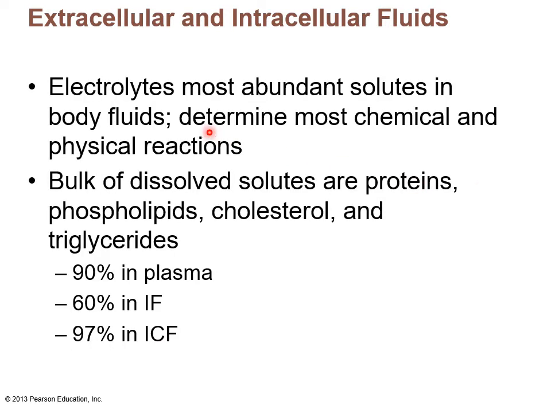So your extracellular and intracellular fluid, your electrolytes are the most abundant solutes in the body fluids, and they determine most chemical and physical reactions. The bulk of the dissolved solutes are proteins, phospholipids, cholesterol, and triglycerides, and in these three areas, this is how much is made up of by proteins, phospholipids, cholesterol, and triglycerides. 90% in plasma, 60% in interstitial fluid, 97% inside the cells, intracellular fluid.